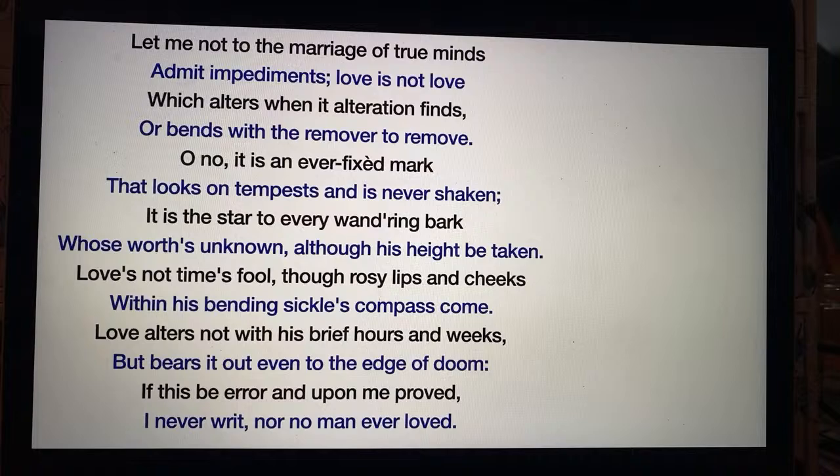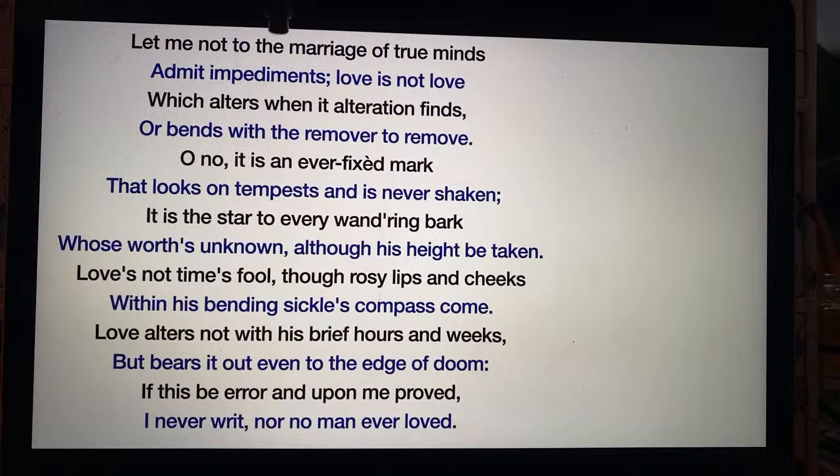After the first line annoyed me, I started to really get into it. So, let me not to the marriage of true minds admit impediments. I won't get in the way of the marriage of true minds. Actually, this bit is interesting because we think that Shakespeare was writing this to a man, and in those days, men weren't allowed to get married. Obviously, they can now, but in those days, they couldn't. So if he's talking about the minds of two men falling in love and coming together, it's maybe a cheeky little use of this word.